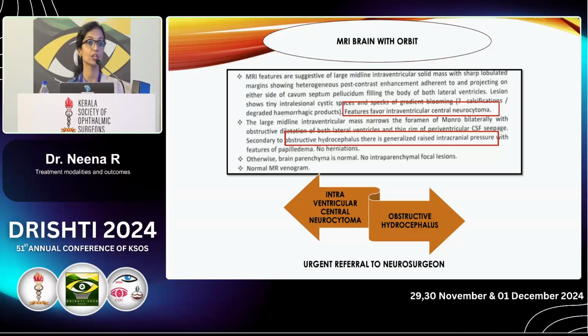Before the tumor surgery, you have to reduce the ICT. So they did a shunt. First the shunt for the obstructive hydrocephalus, then only the tumor surgery. So the patient did well, but did have some GCL thinning because this was going on for some time. So it's not that papilledema cannot produce visual acuity problems. If you don't treat it, it can.